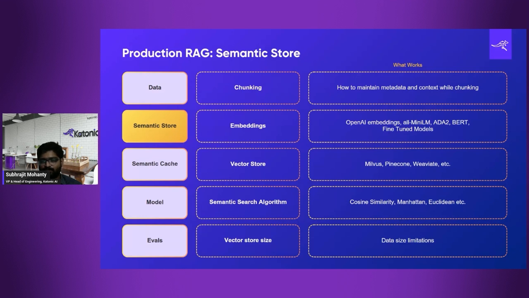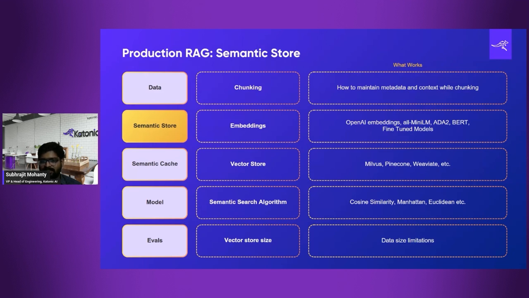Then we have the vector store. This is where we keep all our embeddings. Tools like Milvus, Pinecone, and Weaviate are our go-tos here. They handle large amounts of vector data efficiently. So when we need to find something, it's quick and accurate.